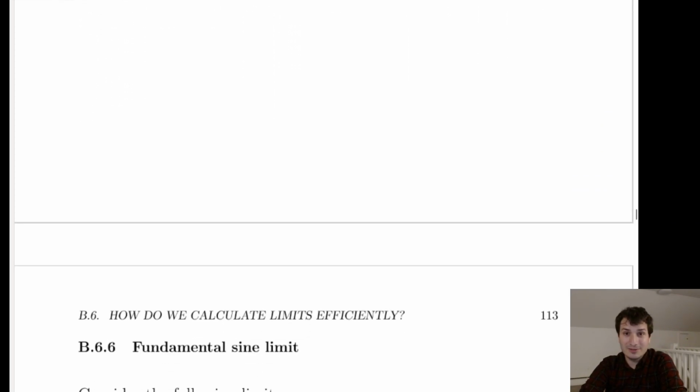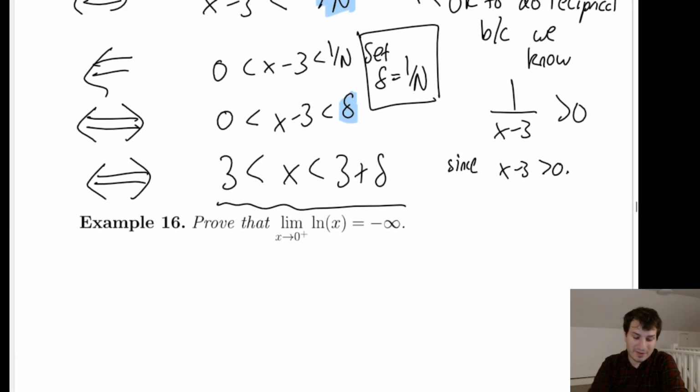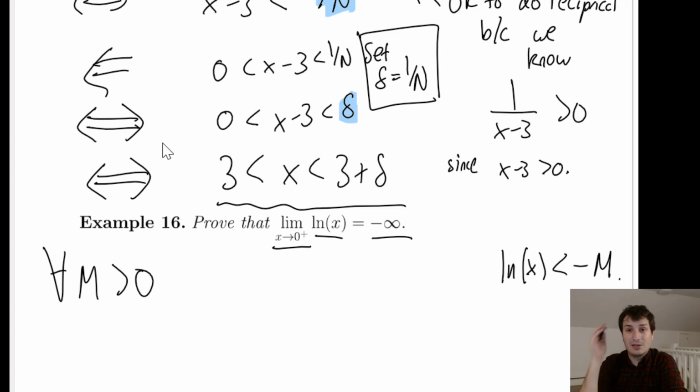Okay, let's do one more. This is the last thing over here. Let's prove that the limit as x goes to 0 plus of ln of x is minus infinity. And what does that mean? For a limit to be minus infinity, that means arbitrarily negative. So no matter how big a negative you want to get, the ln of x will be less than negative m. That's what it means. No matter what m value you give me, the ln of x will be less than minus m as long as we are close enough to 0.